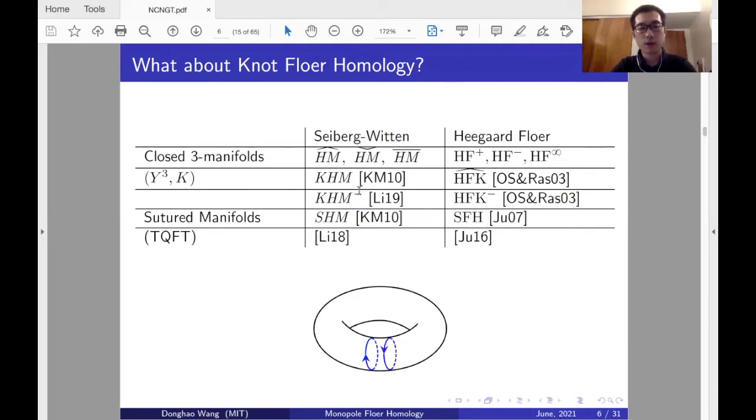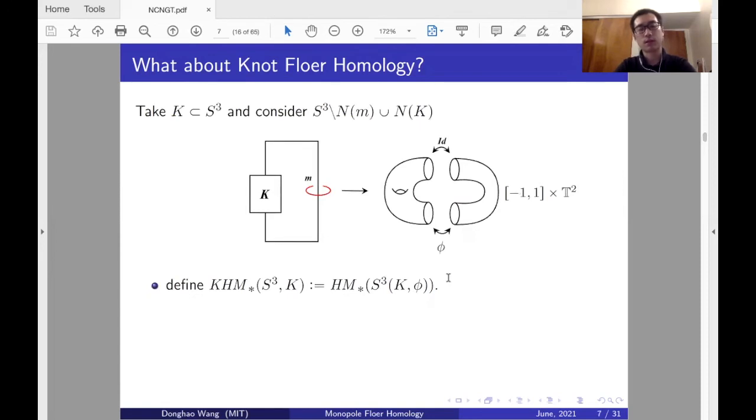I think part of the problem here is that this monopole knot Floer homology is defined in a rather indirect way. So let me give you a few more details here.